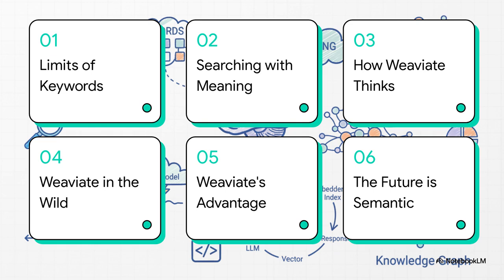Here's the plan for our journey. We'll start with the problem, the limits of old school keywords. Then we'll introduce Weaviate as the solution. We're going to pop the hood to see how it thinks, look at some real-world examples, see how it stacks up against its rivals, and finally talk about what this all means for the future.